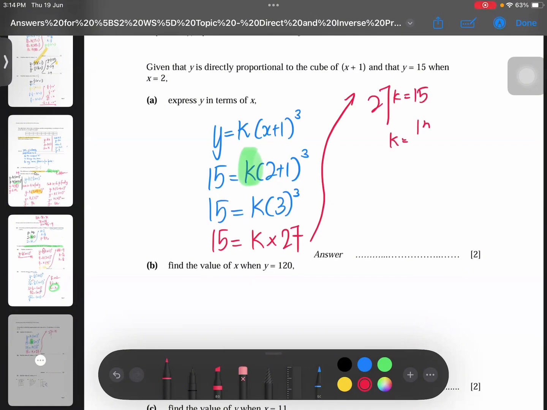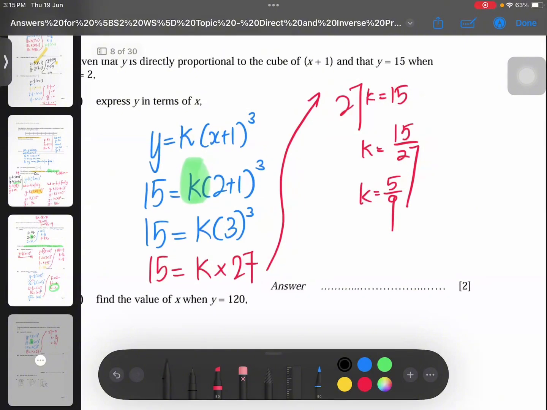k equals 15 over 27. Do you understand or not understand? All right, when I do 15 over 27, our answer k equals 5 over 9. Is this something that you can understand? No, no, no. Is this your answer? No, this is not your answer, right?